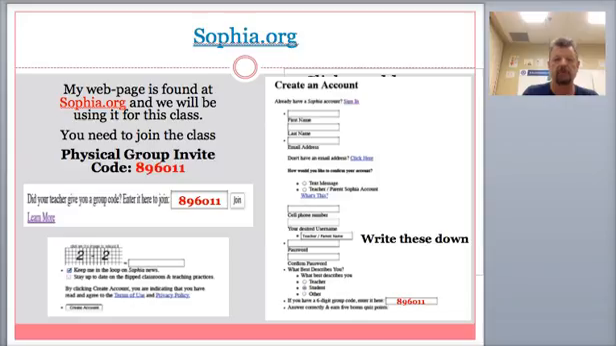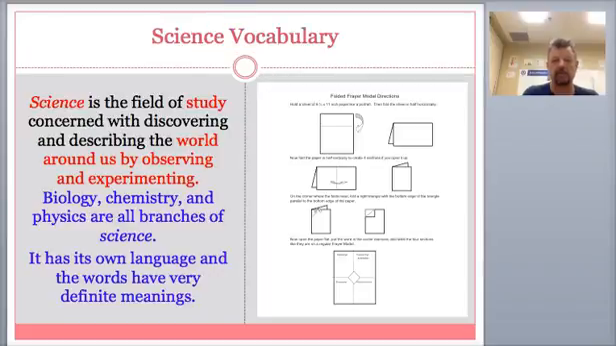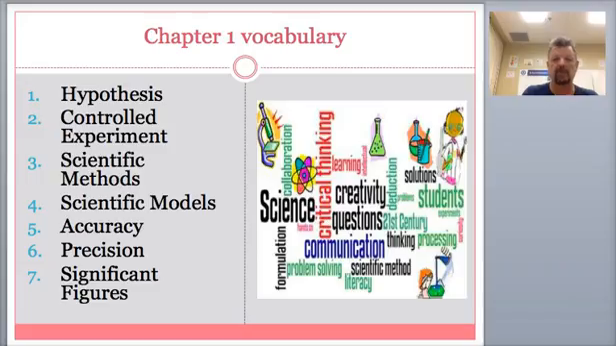Make sure you've logged into sophia.org for this class. Much of the material will be on sophia.org. Make sure you follow the instructions to create your vocabulary sheets. Vocabulary words include hypotheses, controlled experiment, scientific methods, scientific models, accuracy, precision, and significant figures. These are the words that you absolutely need to know in order to get through Chapter 1.